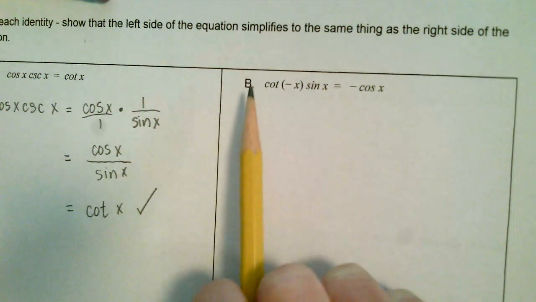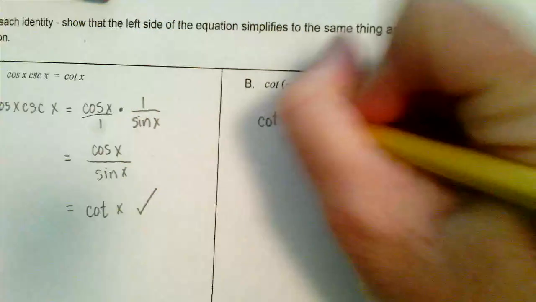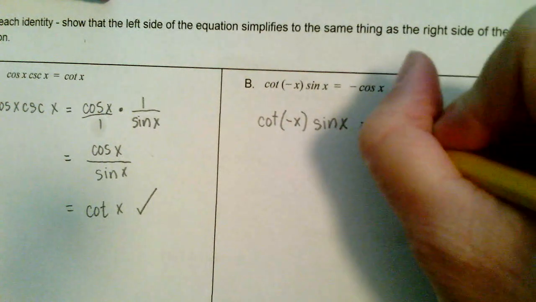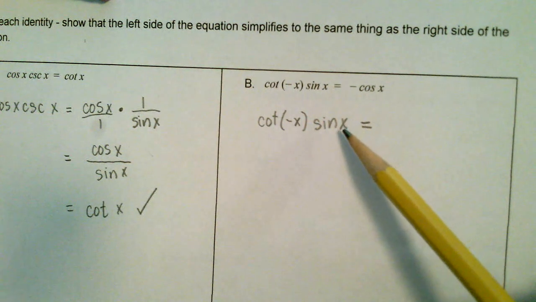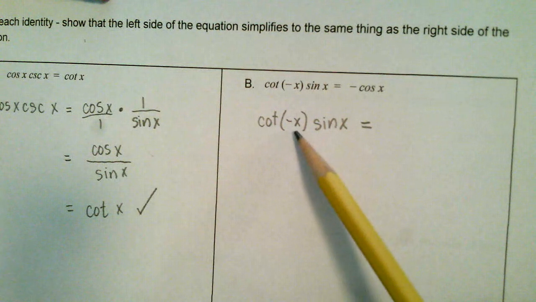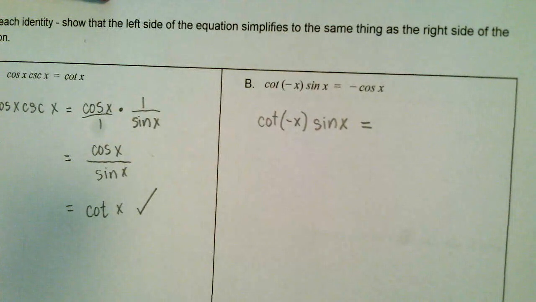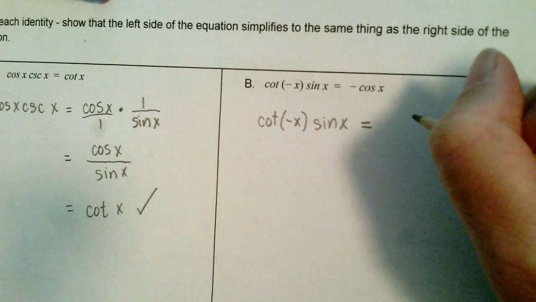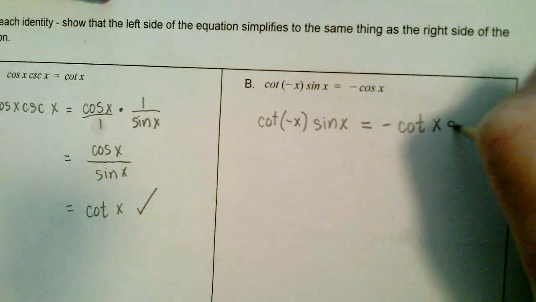So I am looking and I see again my left-hand side looks more complicated. So I'm going to say the cotangent of negative x times the sine of x. All I'm doing is rewriting that equals. So that was my more complicated side. I see that I have a negative argument, so that is a clue to me that I want to rewrite this. Okay, and I remember that cotangent is an even function. And I remember that this is equal to cotangent of x sine x.